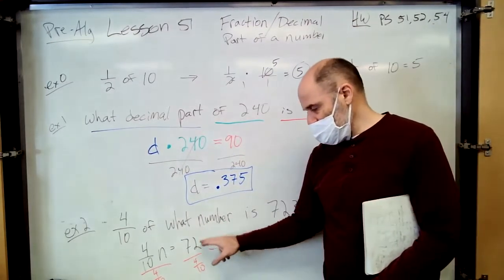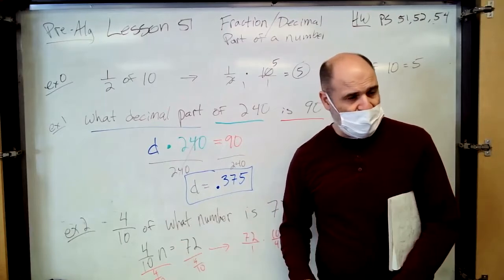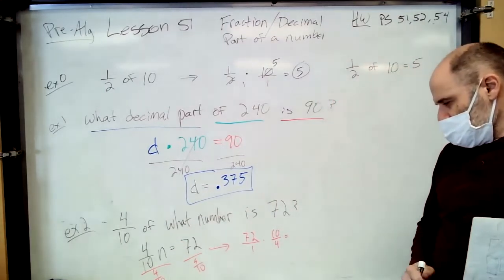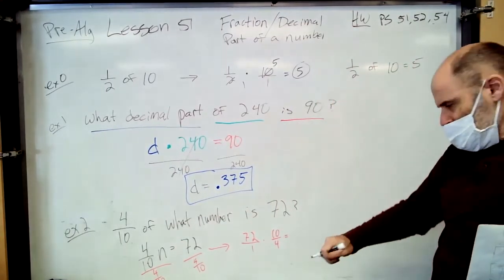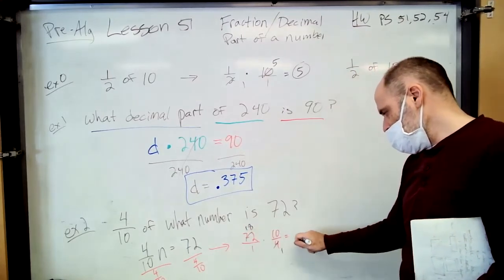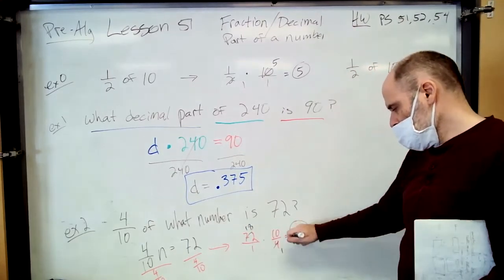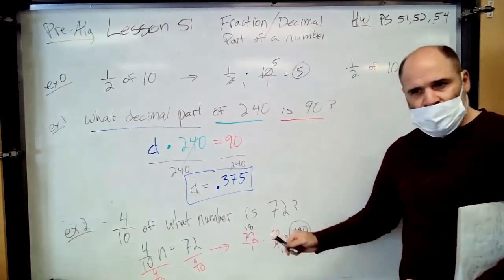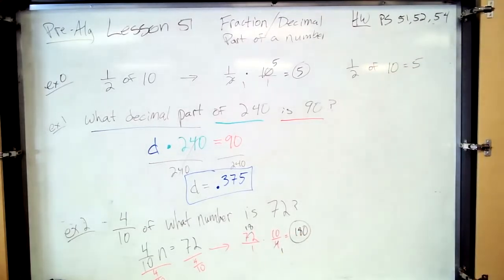Copy, dot, flop the division problem, which is right here: 72 divided by 4/10. So you can cross reduce if you want. 4 and 72 is 1 and 18. 18 times 10 is 180. Or you can just go 720 divided by 4, which is also 180.